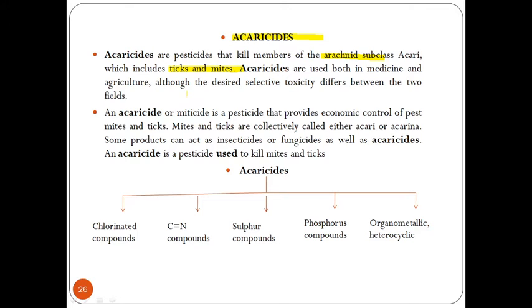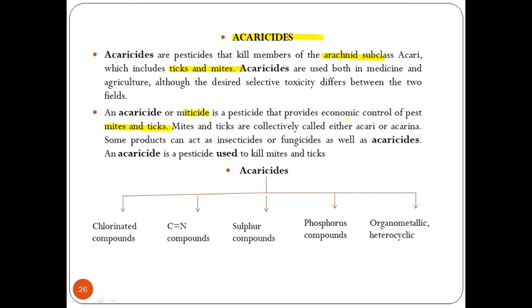That means it can be used in the medicine field and also in agriculture, but the quantity used would differ and the compounds are also different. Acaricide is also called miticide. This is a pesticide that provides an economic control of pests of mites and ticks. So, acaricides are basically involved to control mites and ticks.